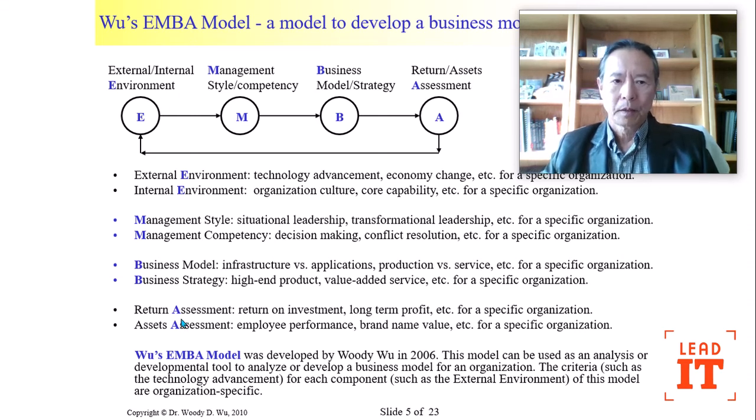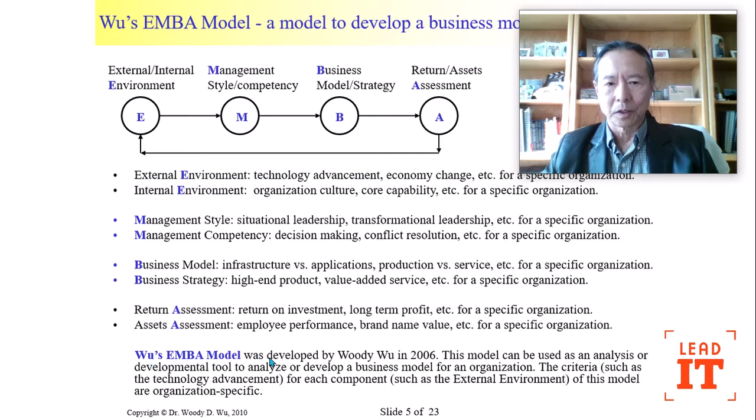The last one, checking for assessment, return assessment. ROI, long-term profit is important. Leaders should be looking for, or shooting for, not only the short-term profit, but also the long-term profit. Last one, research assessment: employee performance, brand name value. Brand name value, we all know. One thing that may be overlooked is the patents. The patents cost a lot for a company.